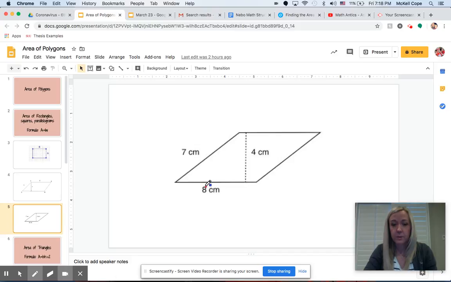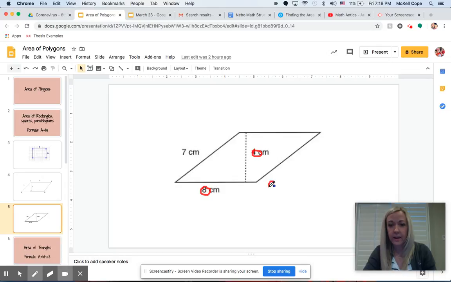So I'm going to be using 8 and I'm going to be using 4. I am not, whoa, I completely covered that up. We are not going to be using the 7. They're going to throw that in as a decoy to try to get you to use it, and you don't need to use that. We only need base and height.